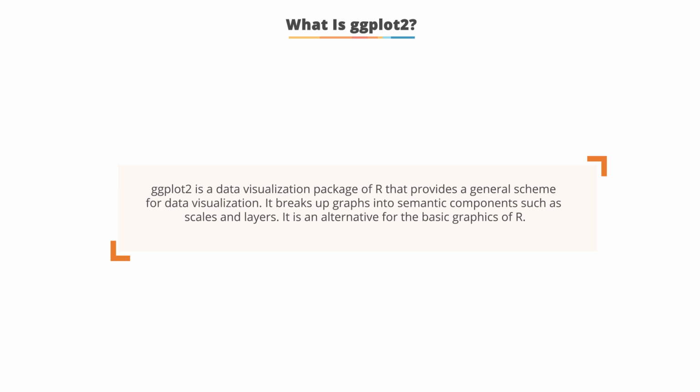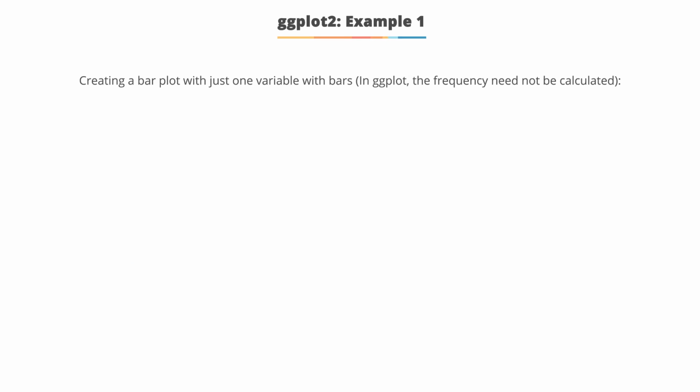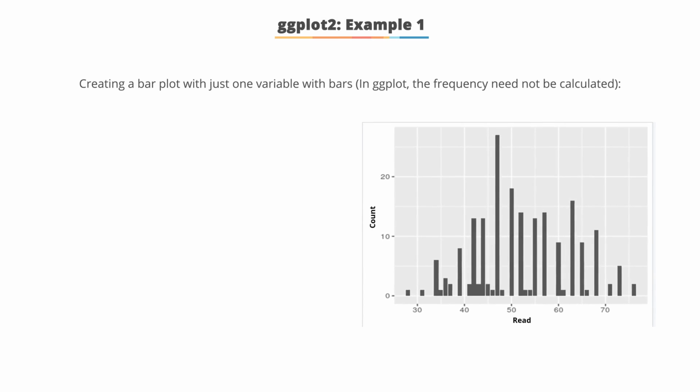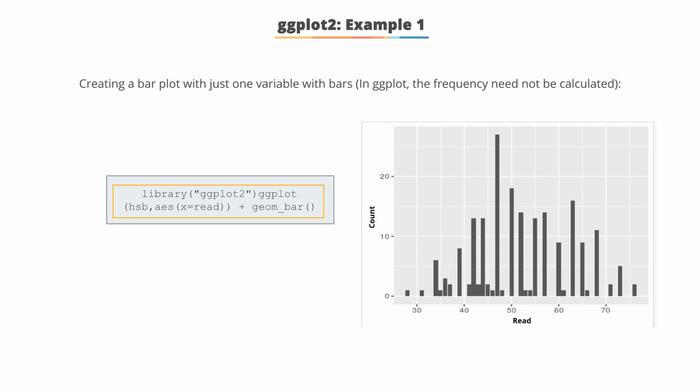and complex visualizations. So if we want to create a bar plot with just one variable with bars in ggplot, frequency doesn't have to be calculated. So we load the library ggplot2. The HSB is another built-in dataset, and read is a reading score. And we're saying graph the reading score using geom_bar, or a bar chart. And you can see what these counts are by reading score.